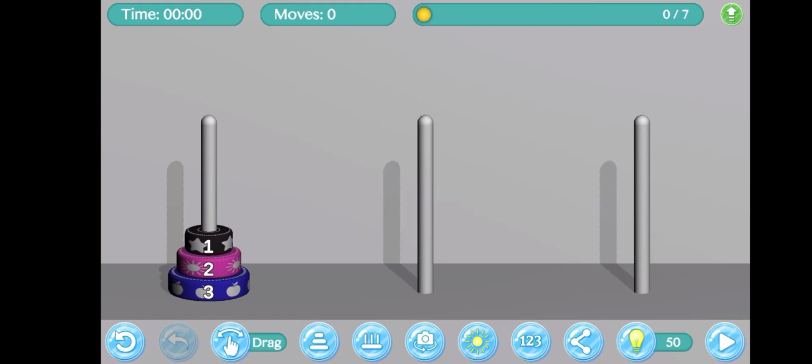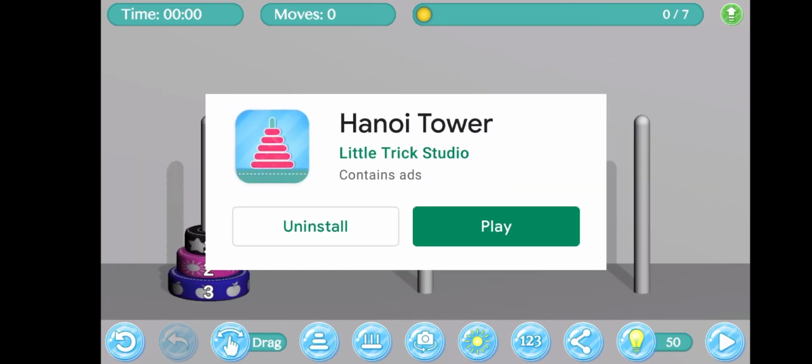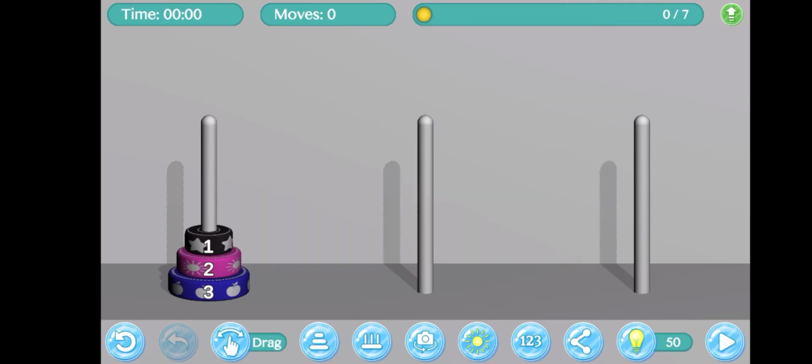Before we start, we want to share first the application that we used here. This is the Hanoi Tower. You can download this on Google Play Store. So, first, as you can see, on the left upper corner, we have the time. Next to it is the moves. And on the right upper corner, we can see the 0/7, or that is the least move that we need to solve the puzzle.